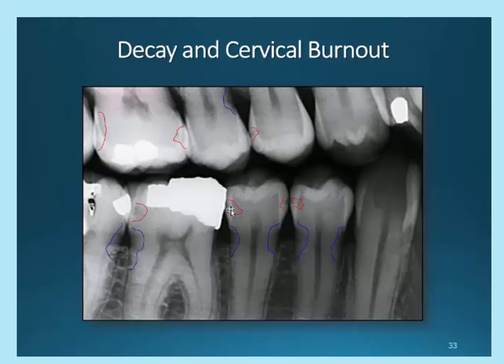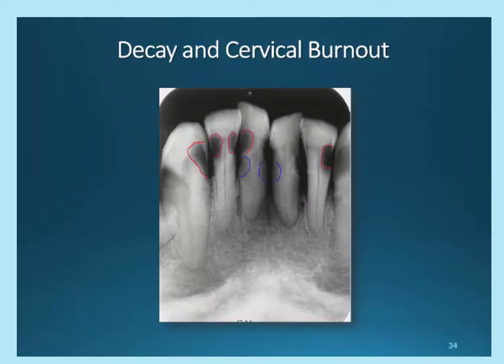I kind of did a little coloring there for you. Not the best artist, but you can get an idea. And again, I've done this again. Now, we're taking a closer look because we do have both rampant decay in this slide and cervical burnout. I have circled the areas in red that are decay and circled the areas in blue that are cervical burnout.